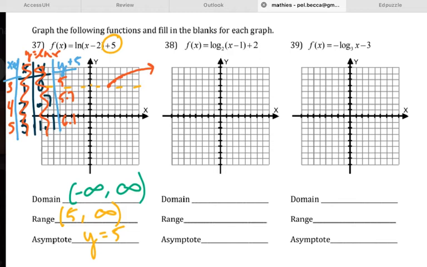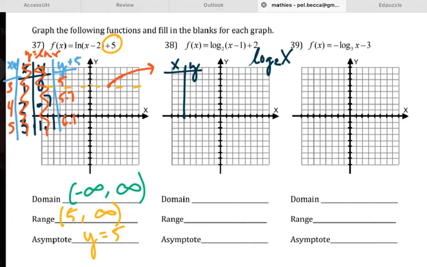Okay, number 38. Again, in number 38, I need a parent function, so I'm going to draw a table. The parent function is y equals log base 2 of x. Now this is where things get a little weird. So I'm going to rewrite this. Let's see the easiest way to explain this.